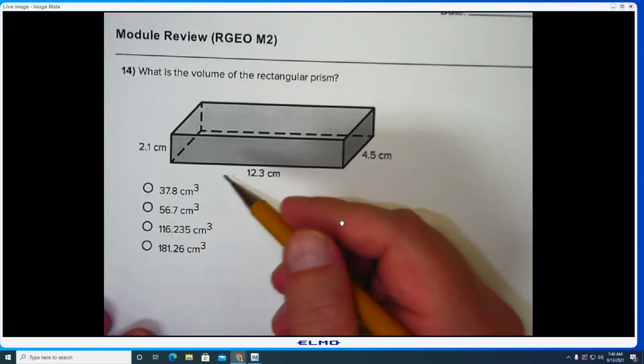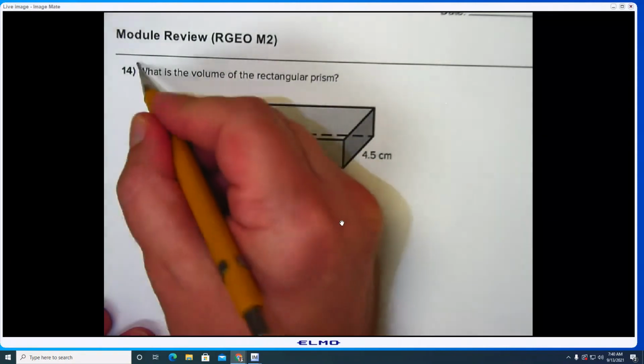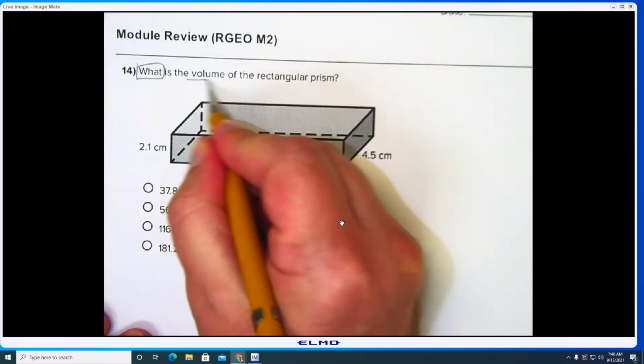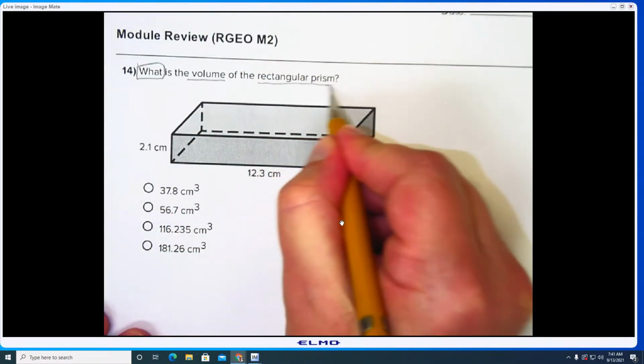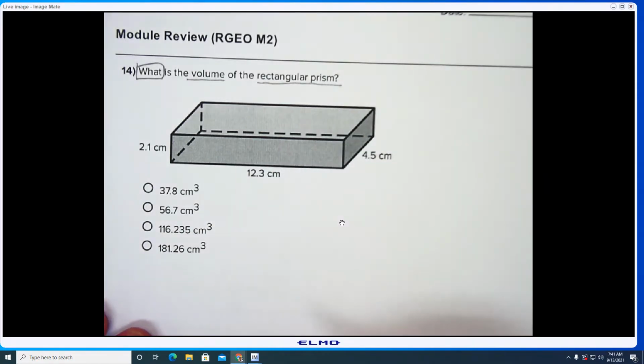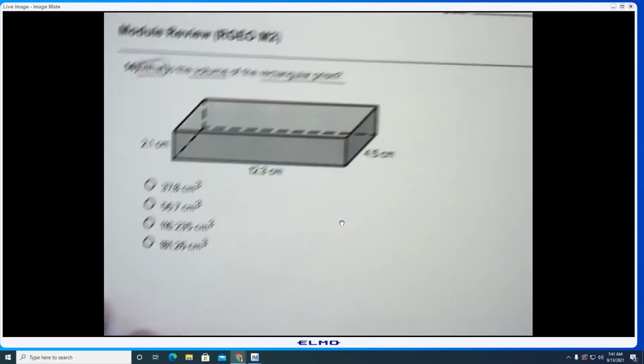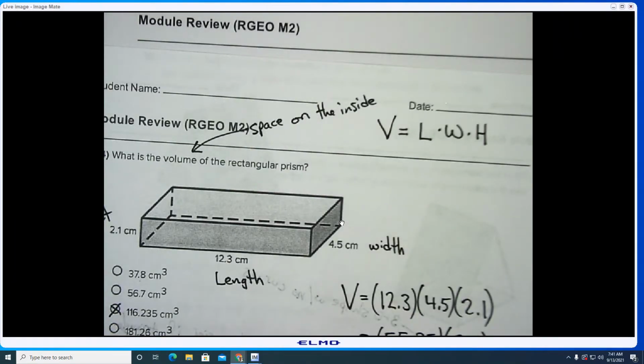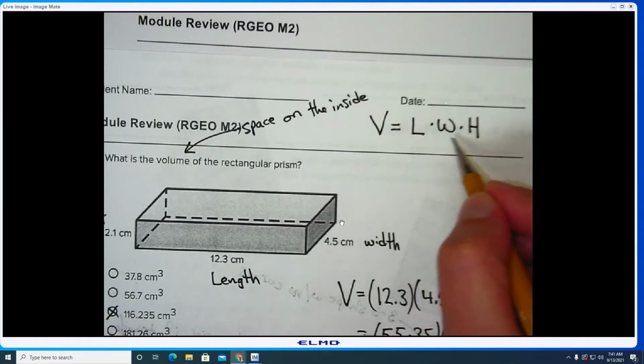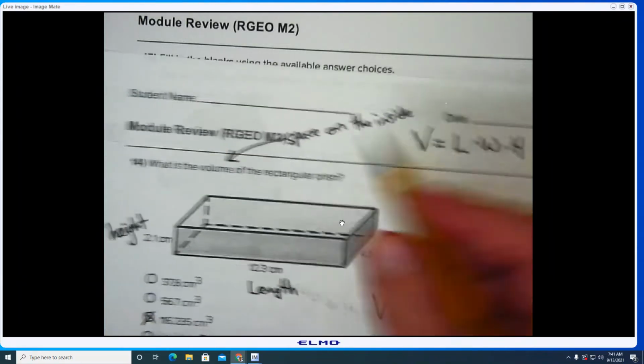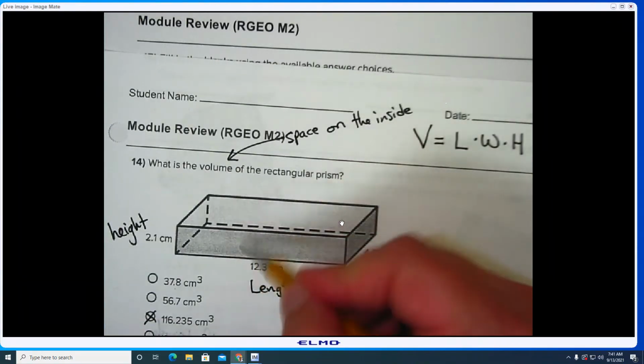Number 14. What is the volume of the rectangular prism? Volume of a rectangular prism is length times width times height. Volume means the space on the inside.